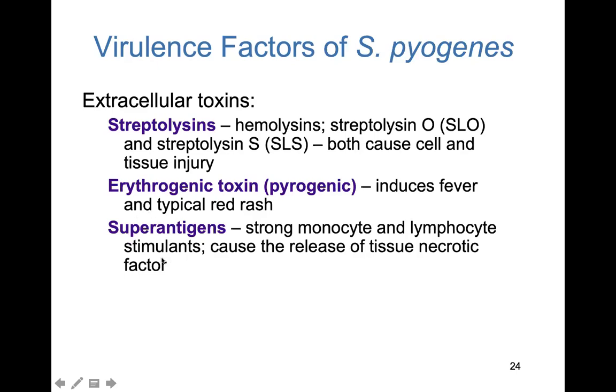And then superantigens, strong monocyte and lymphocyte stimulants, cause the release of tumor necrosis factor. And I alluded to it when we were talking about the type 4 response with T cells: some of these bacteria are going to release these toxins, and they're going to really incite your T cells to go absolutely crazy. So they're going to start attacking things they normally wouldn't.